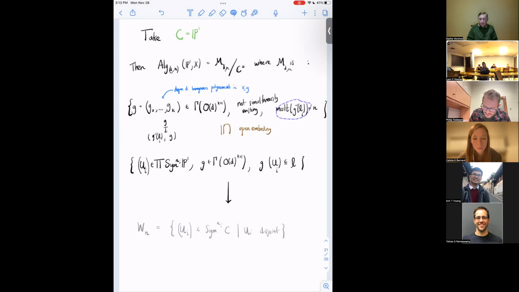And satisfying the condition that the multiplicity of the preimage of the line L_i is n_i. So what's L_i? L_i inside C^(k+1) is the line corresponding to P_i. So this algebraic map is a quotient by C star of a collection of polynomials that satisfy certain conditions. They're not allowed to simultaneously vanish, and furthermore, the multiplicity of the preimage of L_i has to be n_i.